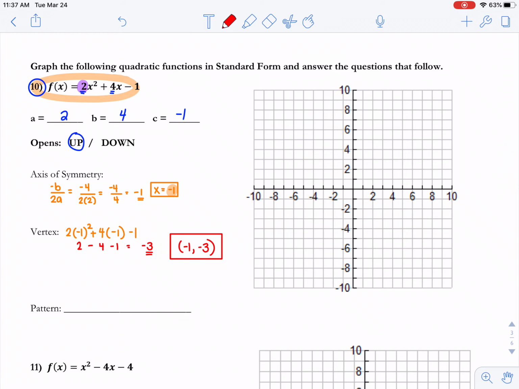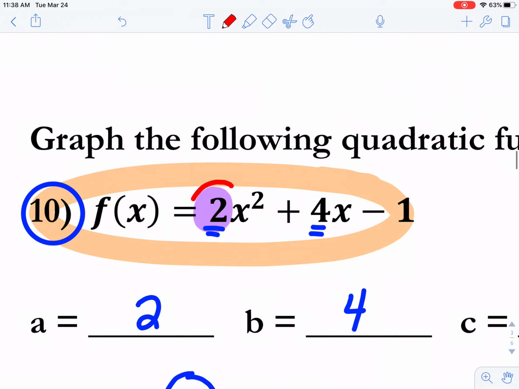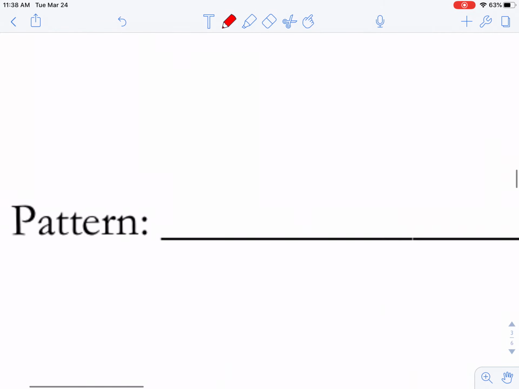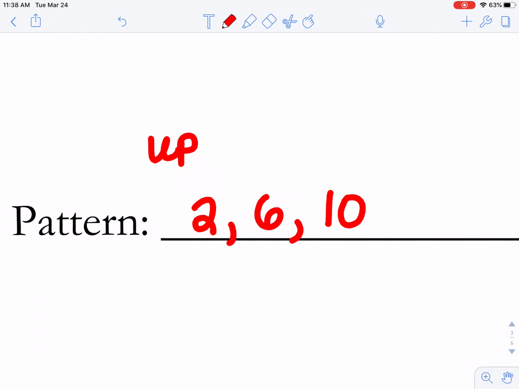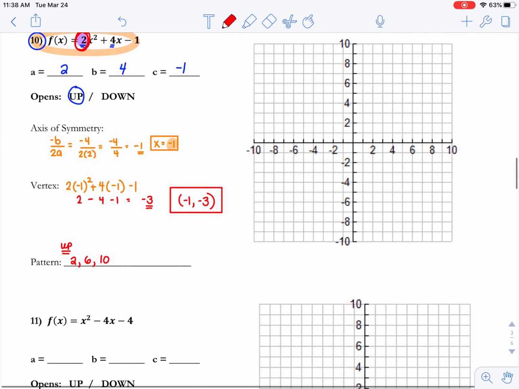Last but not least, it asks what the pattern is. What that's talking about is, you go back to your A value. This not only tells you if the parabola is going to open up or down, it also tells you how it's stretched. Usually a parabola goes up by 1 and then 3 and then 5. However, if there is a number other than 1 in the A spot, then it's going to go up by a multiple of 1, 3, and 5. So we're going to multiply all those numbers by 2. 1 times 2 is 2, 3 times 2 is 6, and 5 times 2 is 10. And again, this goes up. So the pattern is up 2, 6, 10.